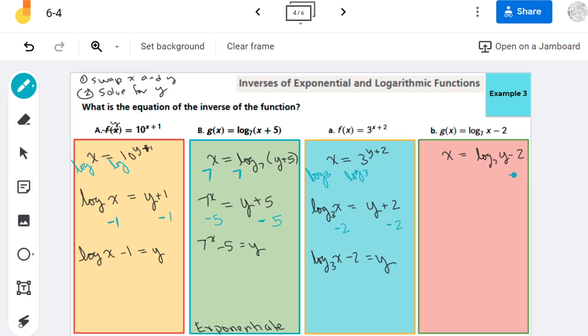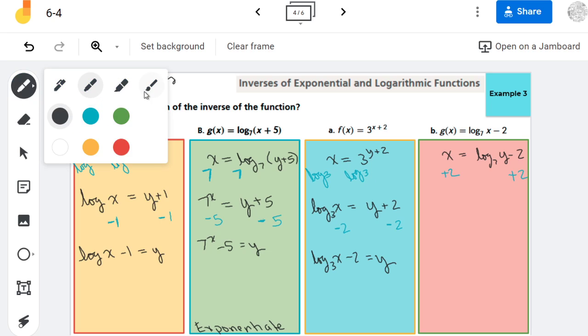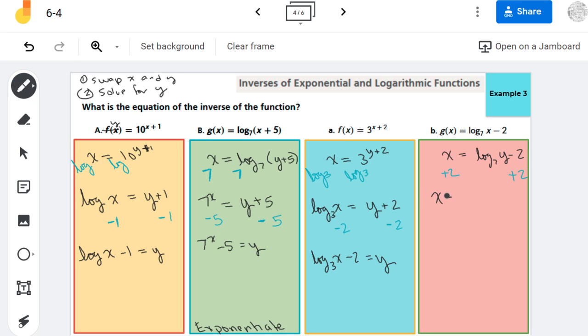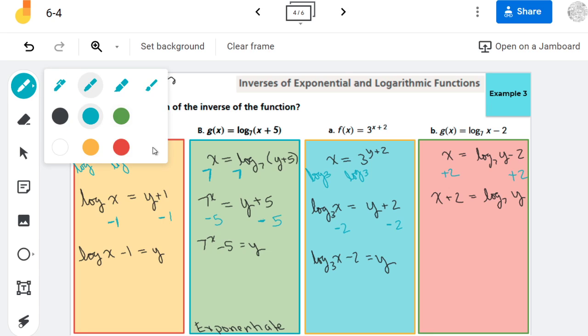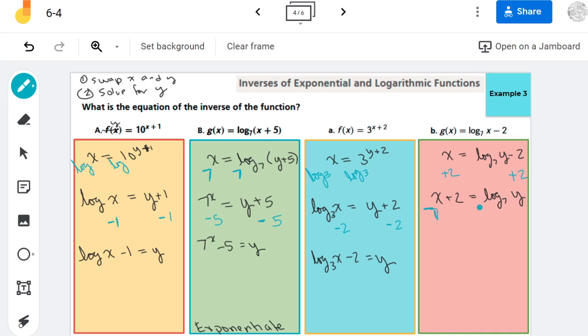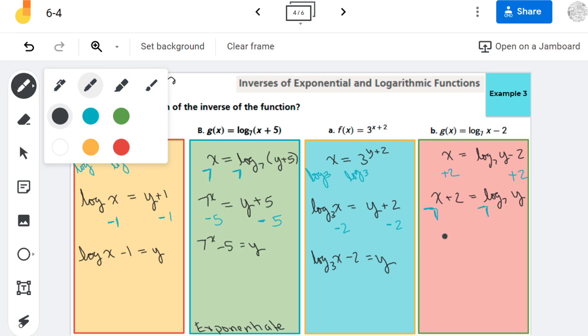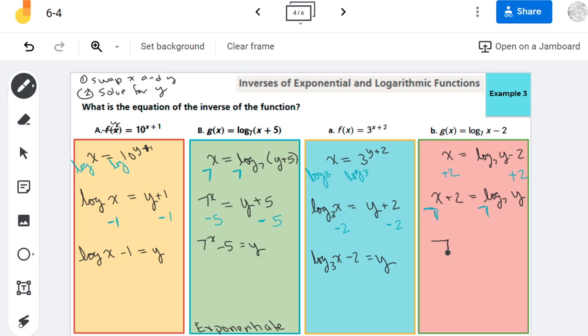All right, so I'm going to go ahead and add 2 to each side before I deal with the exponent. So I have x plus 2 is equal to log base 7 of y. And now that the logarithm's alone, now I'm going to raise it as an exponent to 7. So on the left-hand side, I have 7 to the x plus 2, and on the right-hand side, I'm left with y.